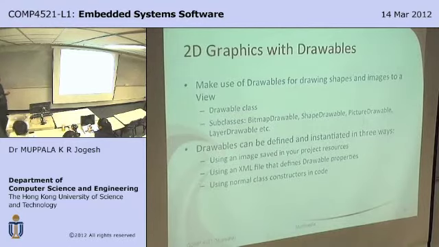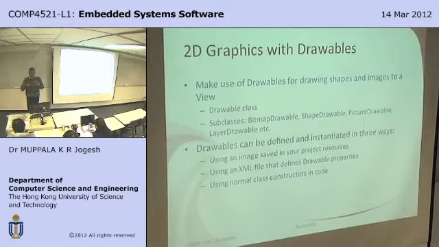These drawables, any one of these kinds, can be defined and instantiated within your application in 3 ways. First, you can directly use the image that you save in your project resources. We have seen the use of images in creating the user interface, like the examples that you have seen in the lab, where you use some logos on the screen to display things. That is a very straightforward way of doing things.